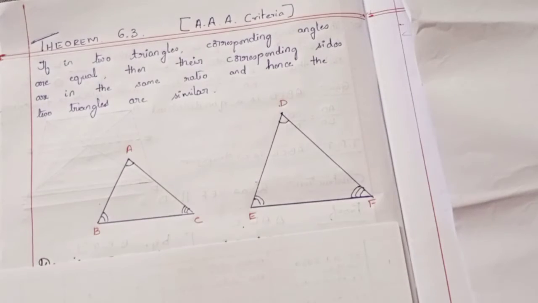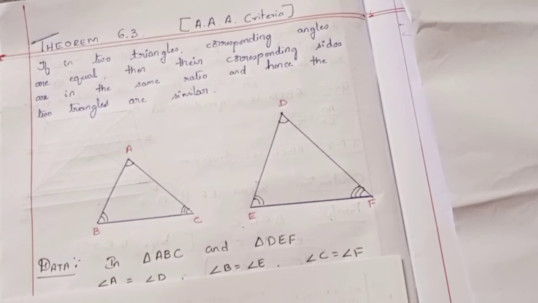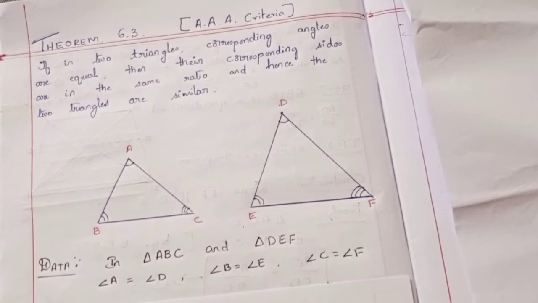So the first step is drawing the figure. We have done that. The next is to write the given data. What is the data given? They are saying the two triangles, that is one triangle is ABC and the other triangle is DEF, where angle A is equal to angle D, angle B is equal to angle E, and angle C is equal to angle F. Then what we need to prove?